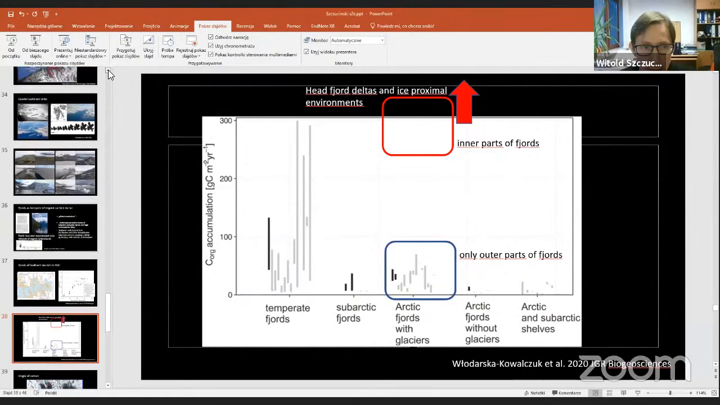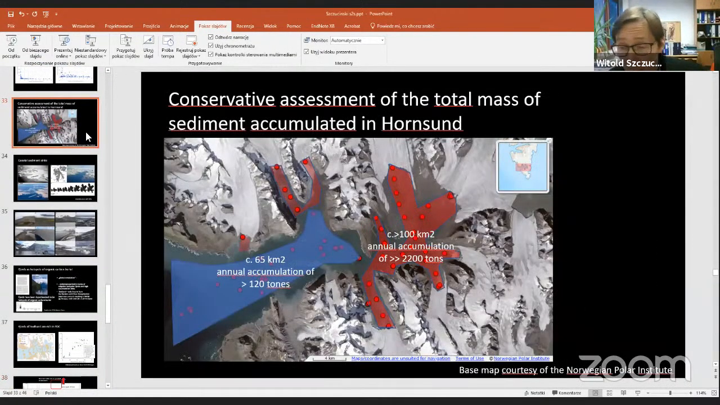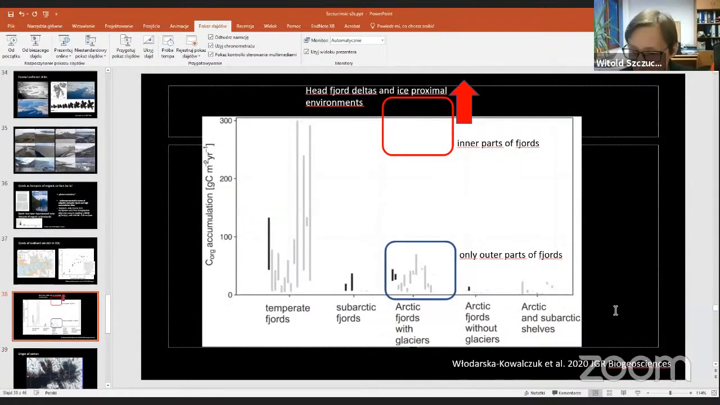Yes. First of all, thank you for your question. And I would also be happy to discuss with you about these results. Here I show sediment accumulation, right? That's the sediment. And of course the sediment contains organic carbon as well. Here, it is a comparison which was presented the previous year. And the data which are here are only for the outer parts of the fjord. Here at the top, in the red, I put more or less the range of accumulation rates of organic carbon. If we consider this innermost part.